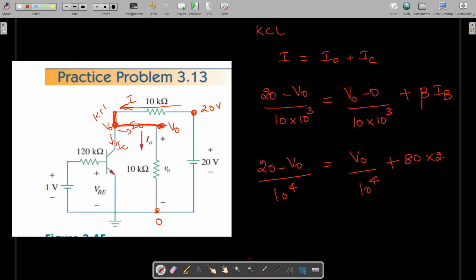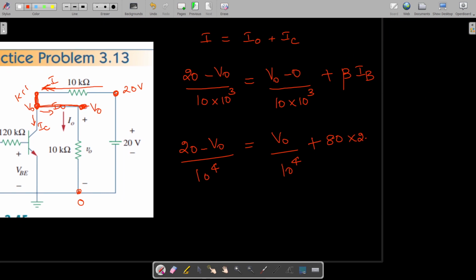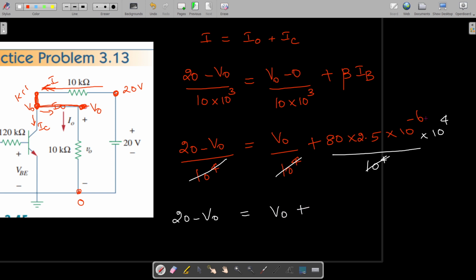We have found IB as 2.5 into 10 power minus 6, because it is 2.5 microamps. In order to cancel this out, I am going to multiply and divide this by 10 power 4, so that I can cancel out these terms. So here I get 20 minus V0 equal to V0 plus 80 into 2.5 into 10 power minus 2.